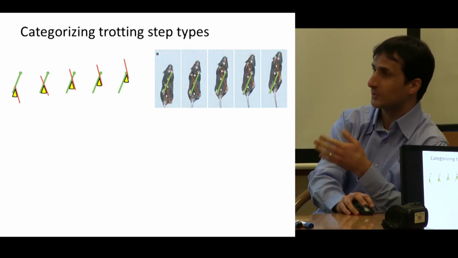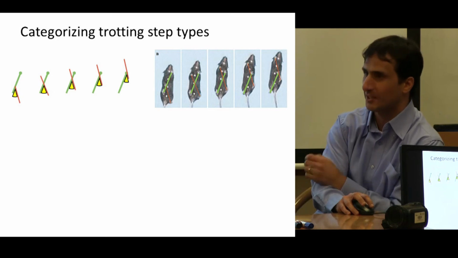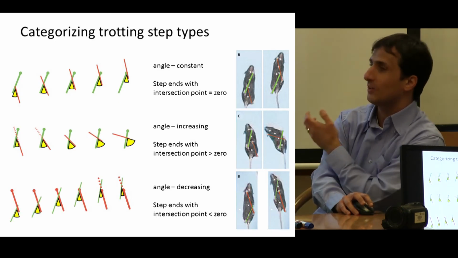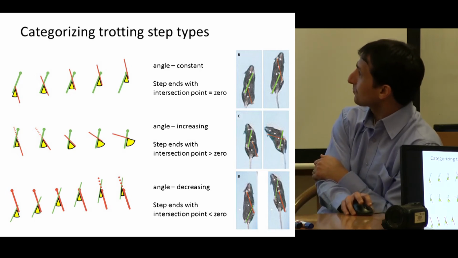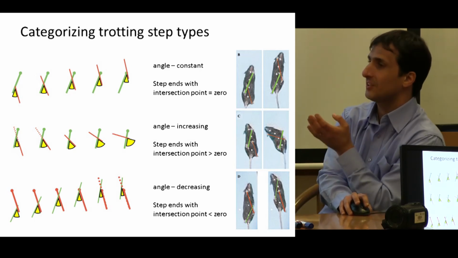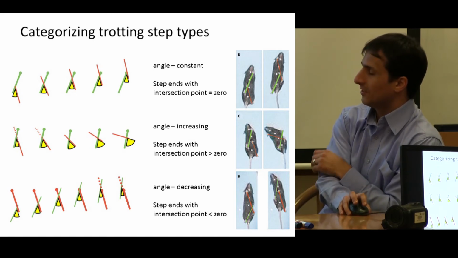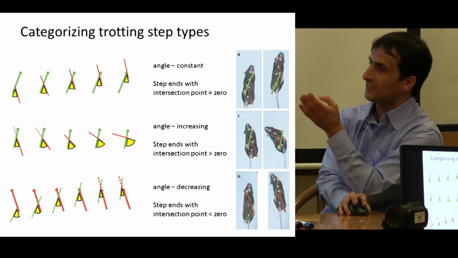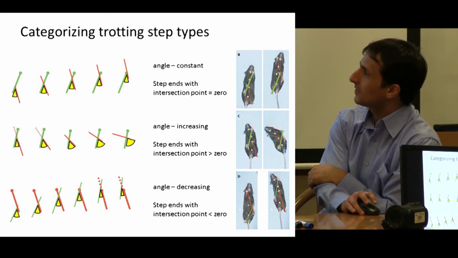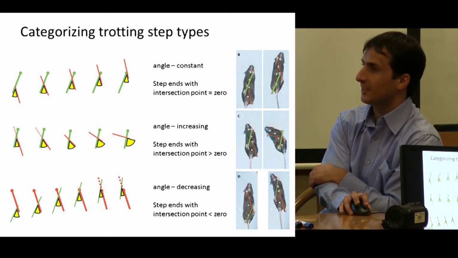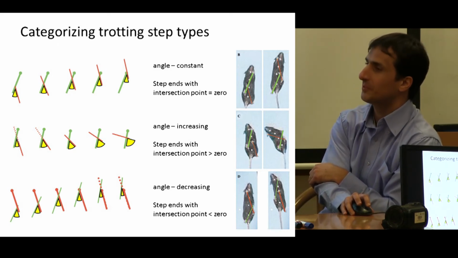But when we looked at the movement further, and again, because we didn't constrain the motion of the animal, we also saw different types of building blocks. So in this one, when the mouse is turning and the front paw that is leading the turn is going in the same direction of the turn, then the angle between the diagonals is increasing, and the intersection point stops short before the front paw.